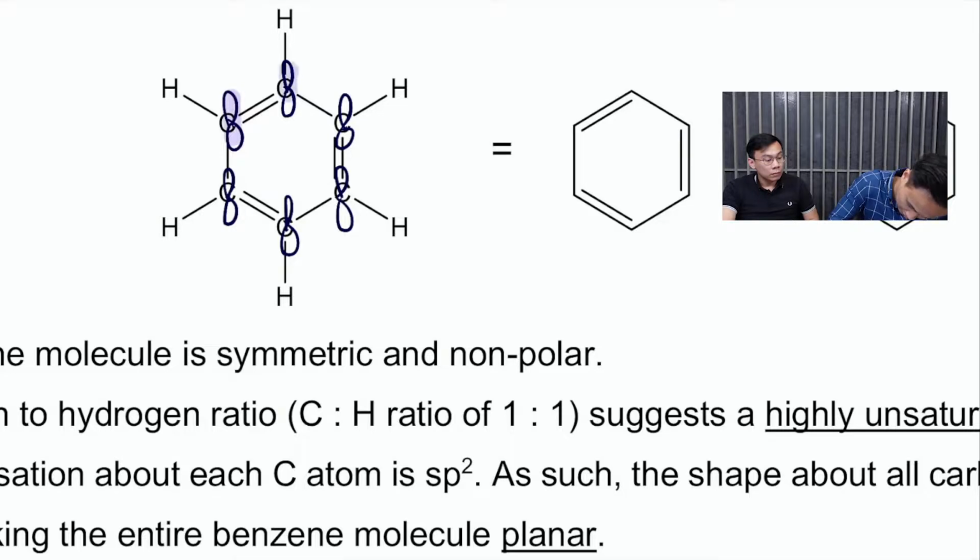Go to that p orbital there. You can do this with me. They are parallel to each other. They're going to sideway overlap to form that double bond here. Sideway overlap, double bond, perfect. Sideway overlap, perfect. And we have 3 double bonds.